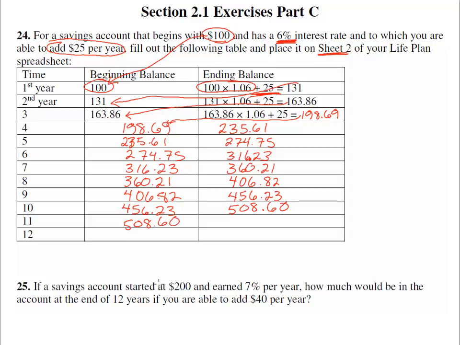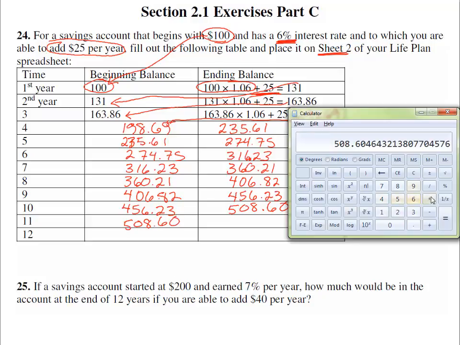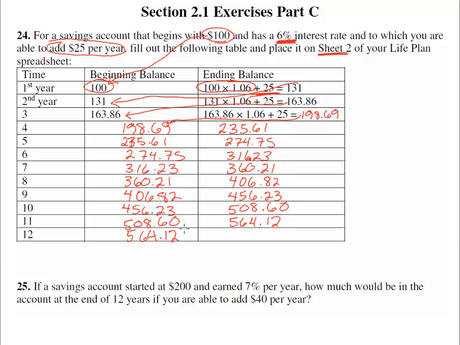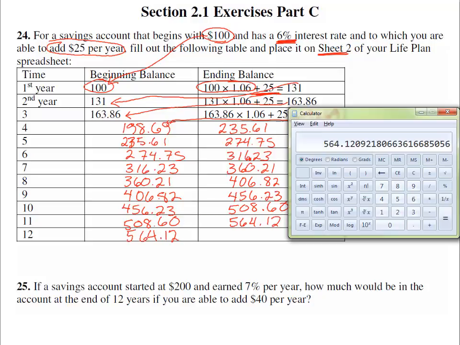508.60 is the beginning balance of year 11, and to find the end, we times by 1.06 and add $25. We get 564.12. And finally, that will be the beginning balance for year 12, and to find the ending balance, we will times by 1.06, which will add the 6%, and then the $25 additional in there will give us 622.97 will be the end, rounding.